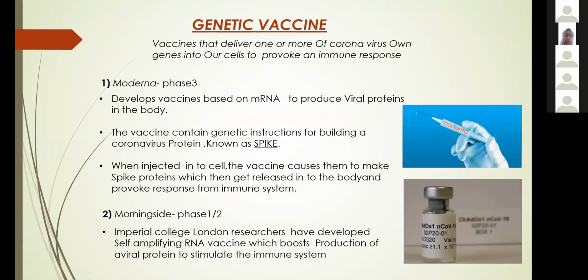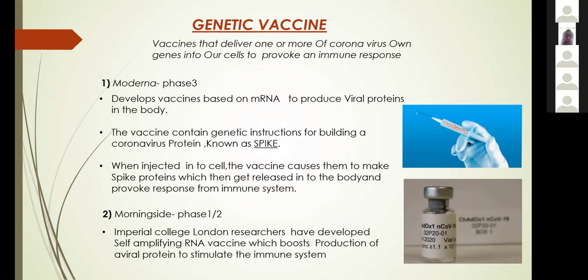Next is about genetic vaccine. Vaccines that deliver one or more of coronavirus genes into our cells to provoke an immune response. Here are some of the genetic vaccines. First one is Moderna phase 3. Develops vaccines based on mRNA to produce viral proteins in the body. The vaccine contains genetic instructions for building a coronavirus protein known as spike.